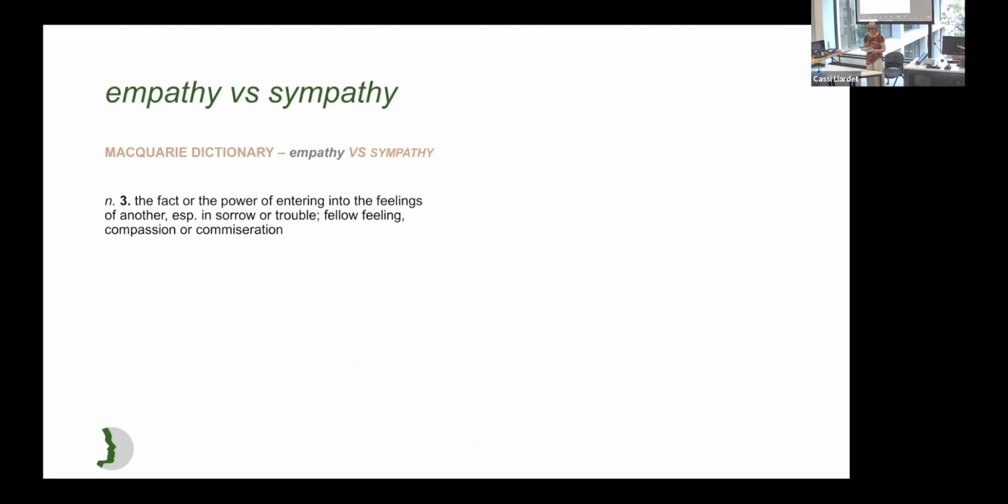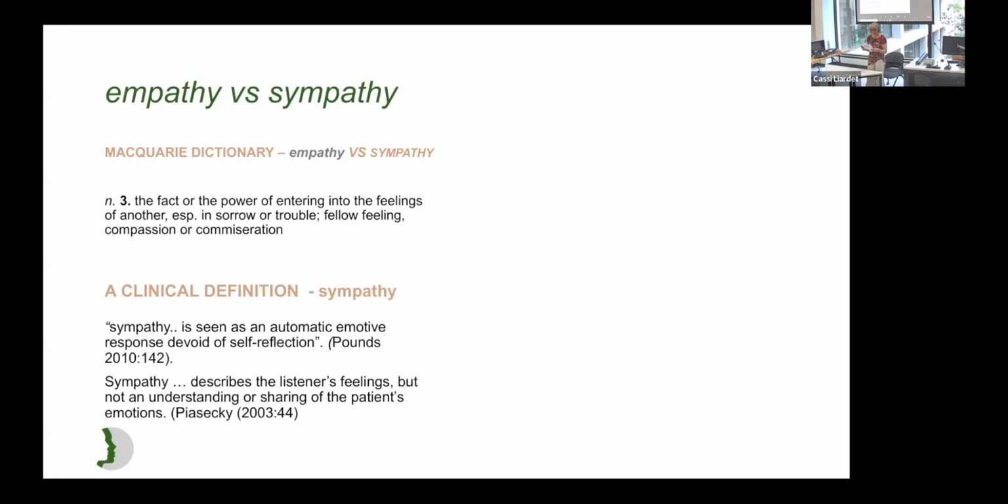So that brings us to sympathy. In the Macquarie Dictionary, sympathy is the fact or the power of entering into the feelings of another, especially in sorrow or trouble, fellow feeling, compassion or commiseration. Whereas in the clinical definition, sympathy is seen as an automatic emotive response devoid of self-reflection. It describes the listener's feelings, but not an understanding or sharing of the patient's emotions. So sympathy seems to be more about an emotional reaction in the person who's listening to somebody who's wanting empathy, but they respond with their own emotions.